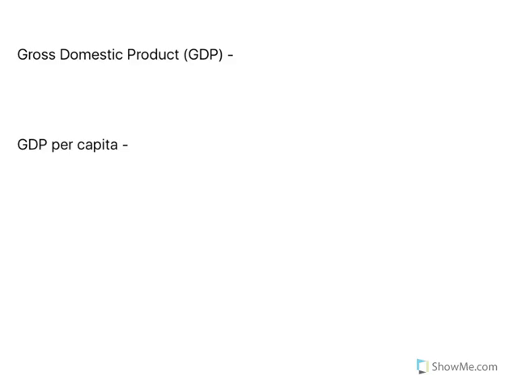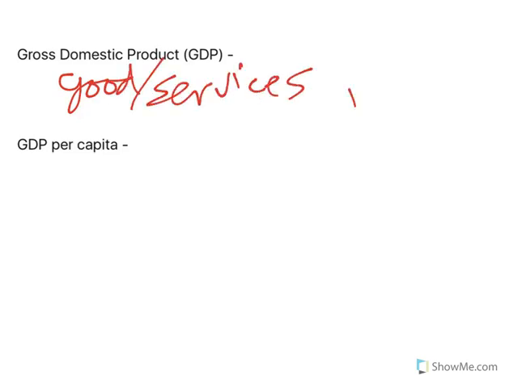Gross domestic product is also known as the GDP. Now, the gross domestic product is basically all recognized goods and services produced in a country. Okay, so goods and services produced. So it's not just making cars or producing televisions. It's also customer service and all of those things. So goods and services. And then we can figure out our GDP per capita, right?